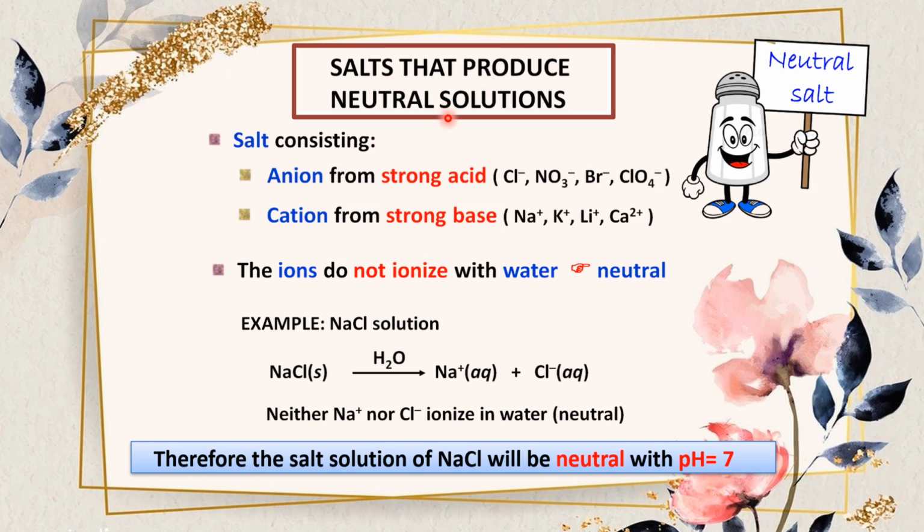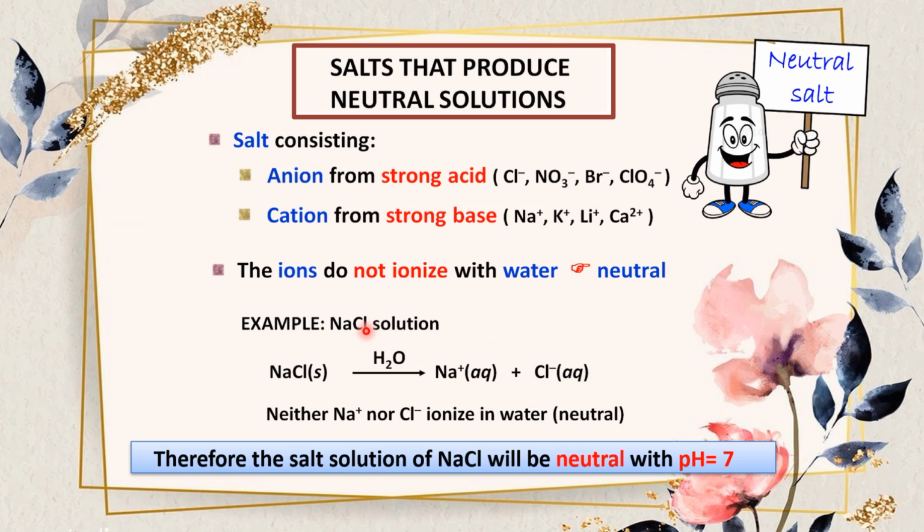Salt that produces neutral solution usually consists of an anion from strong acid and cation from strong base. So the ions do not ionize in water. Because of that, it will produce neutral solution.